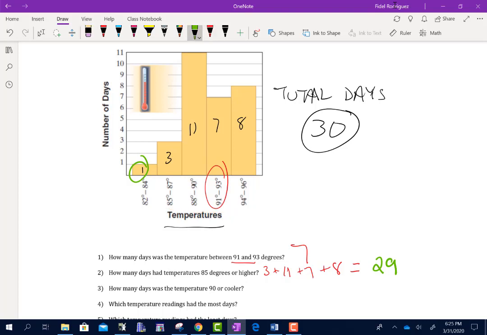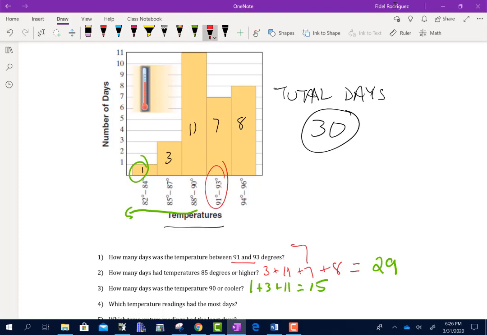Alrighty, so the next question says, how many days was the temperature 90 degrees or cooler? 90 degrees or cooler would be those right there. So if I add up 1 plus 3 plus 11, I should get 15. Okay.